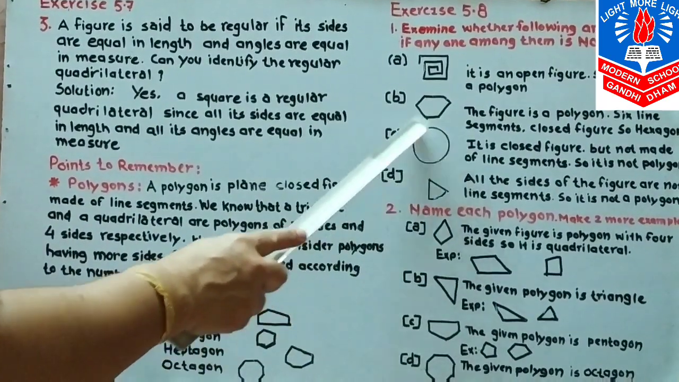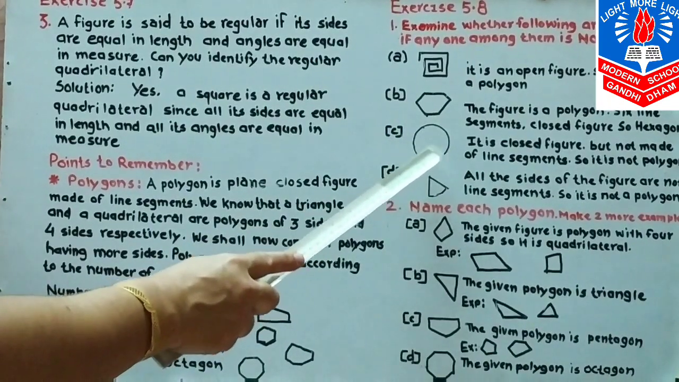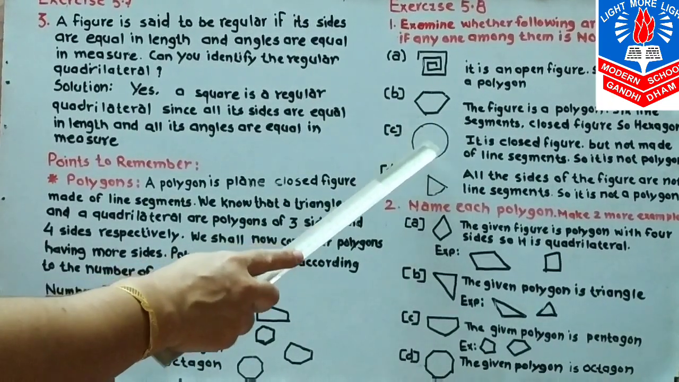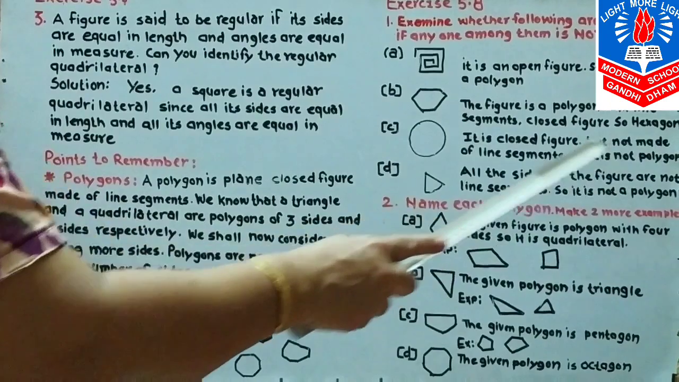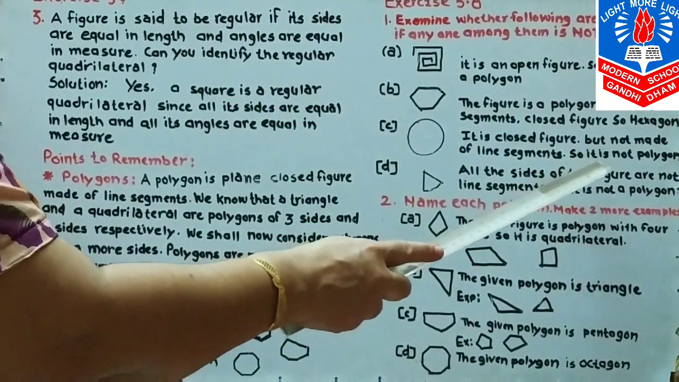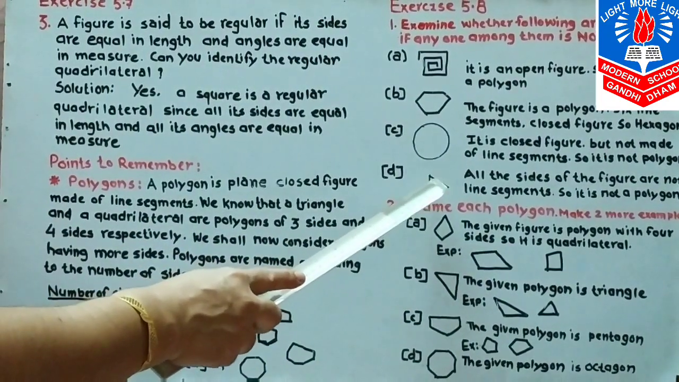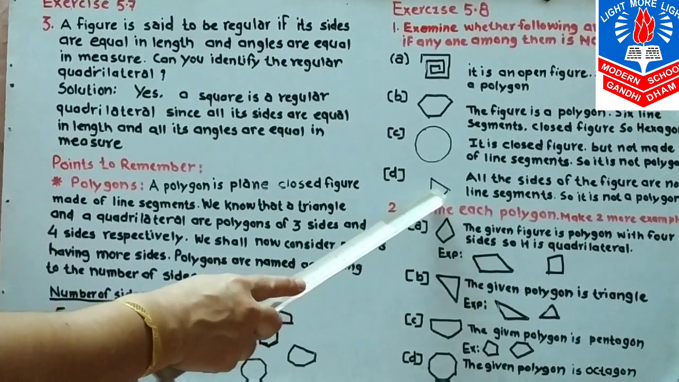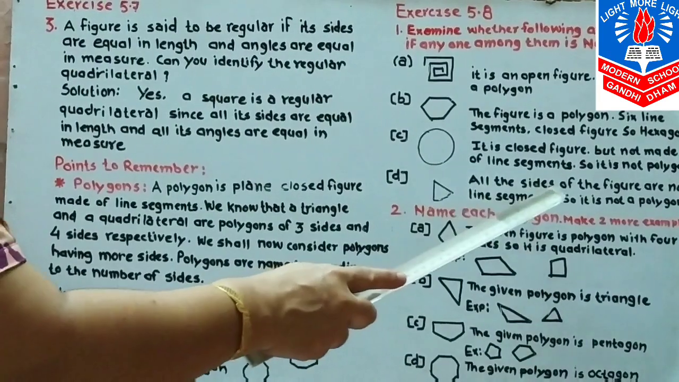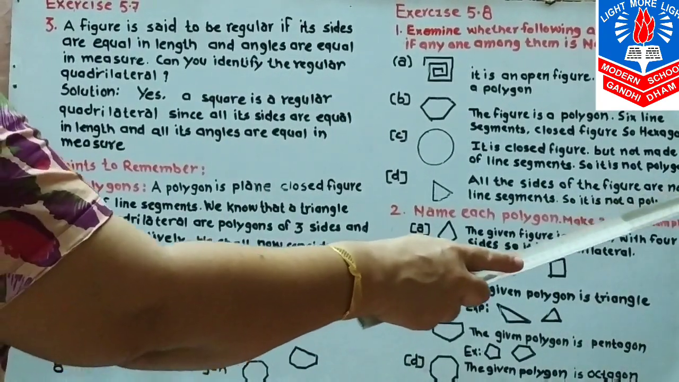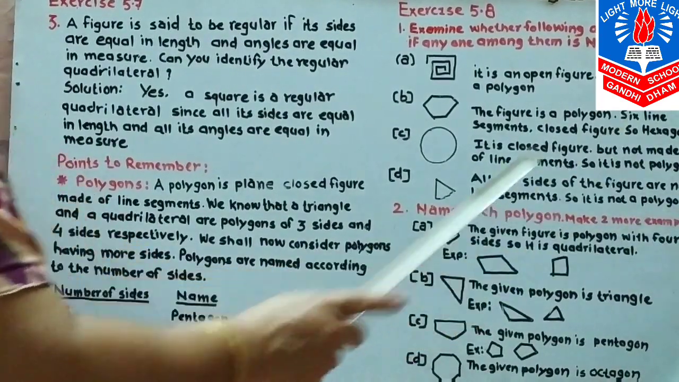Third one is this circle. It is a closed figure, but it is not made with line segments, so it is not a polygon. So our answer is it is a closed figure, but not made of line segments, so it is not a polygon. Fourth one, see this figure. Here are 2 line segments, but this side is not a line segment. So our answer is all the sides of the figure are not line segments, so it is not a polygon.